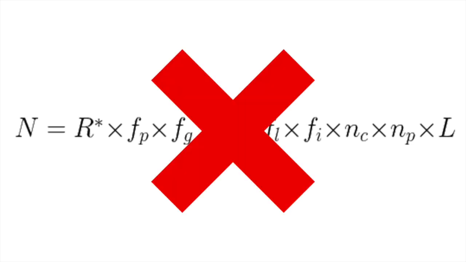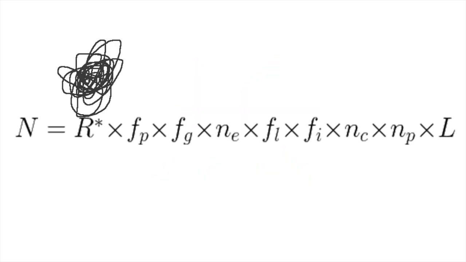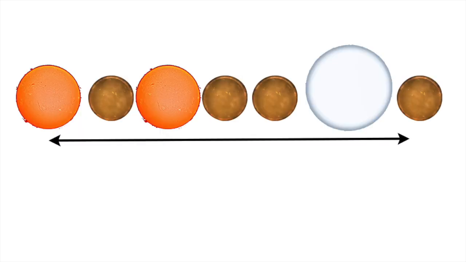Nope, not even close. R star is evidently a very vague factor, and it's hard to precisely define it. It is said to be the rate of star formation.